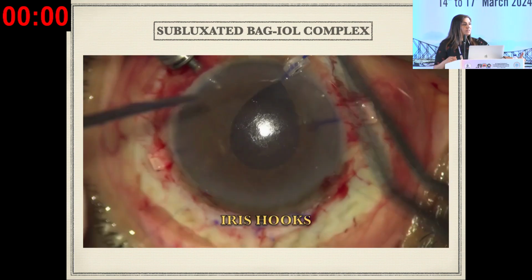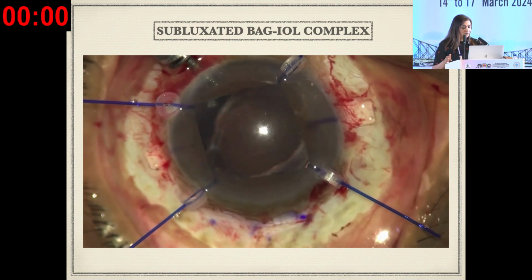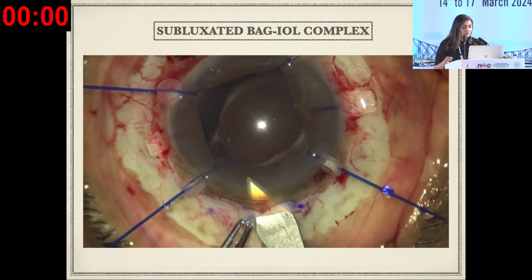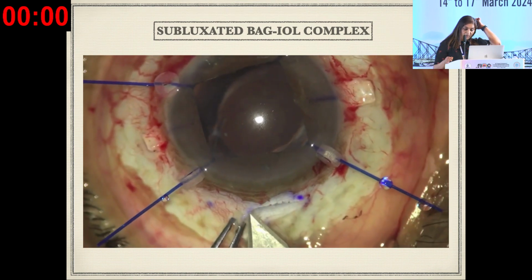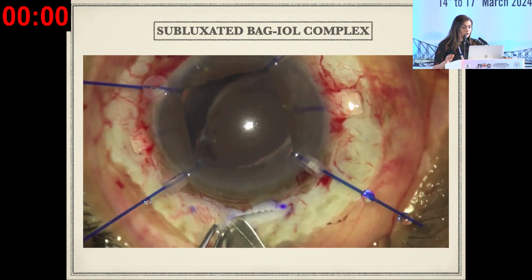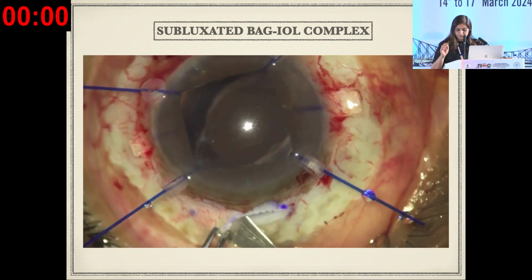So now we need to see things clearly. I've employed the iris hooks for better visualization, and now I will be enlarging this. This is an L-shaped incision, which I thought maybe let me show you. This is enlarging the incision in this eye. The 3 millimeter of it is totally sealed inside.